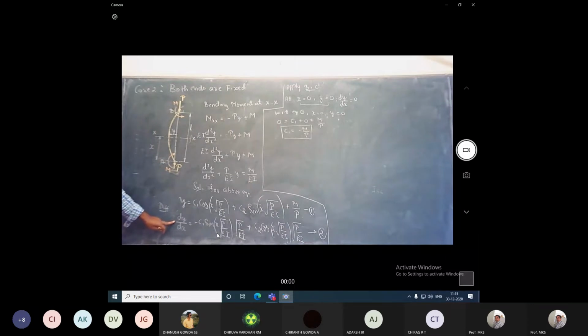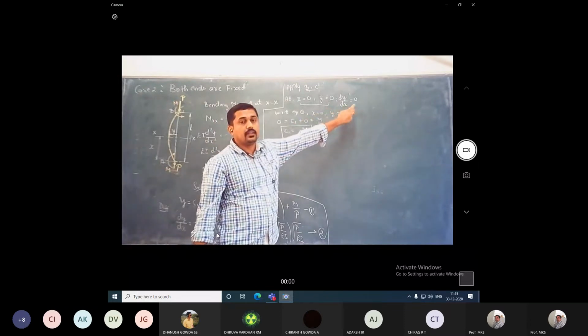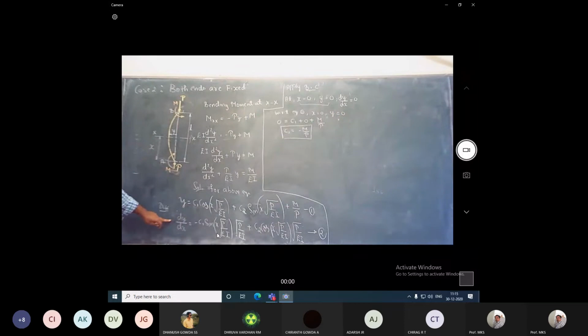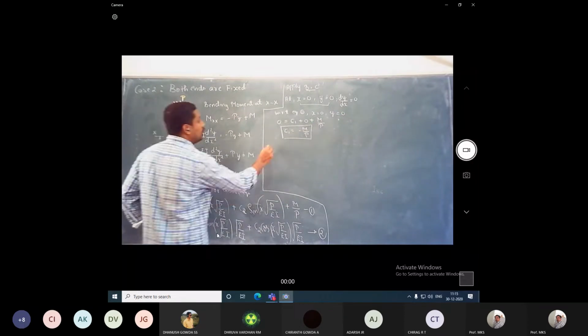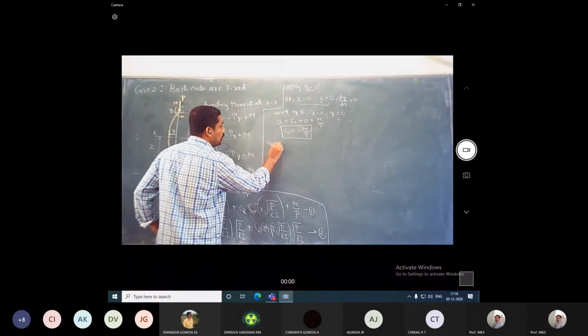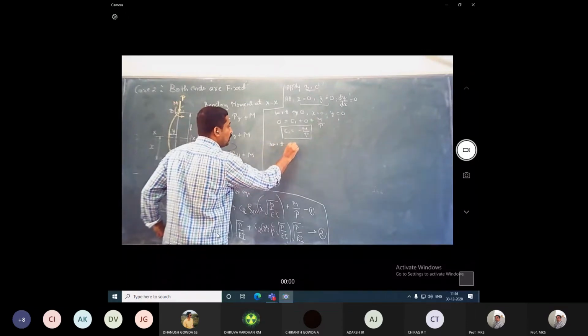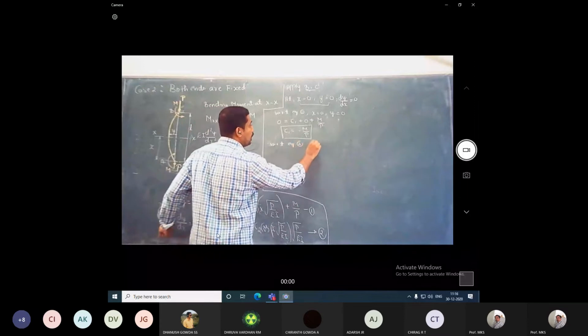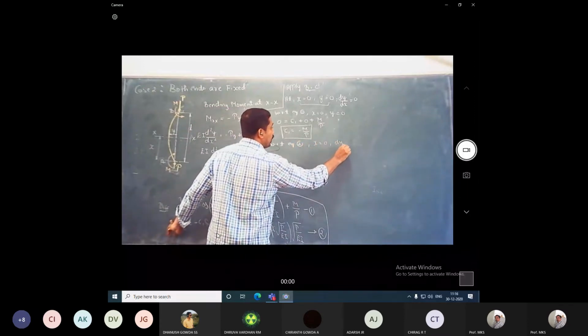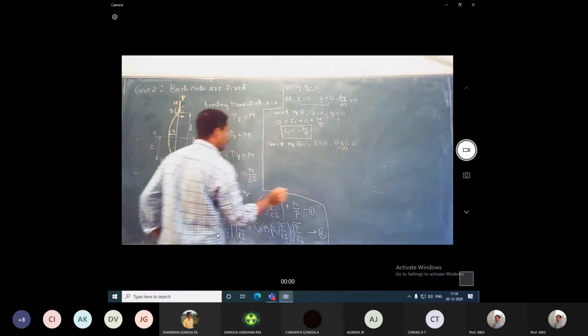Next, apply the boundary condition for equation 2, that is dy by dx is equal to 0. For equation 2, dy by dx is equal to 0 and x is equal to 0. So with respect to equation 2, x is equal to 0 and dy by dx is equal to 0.